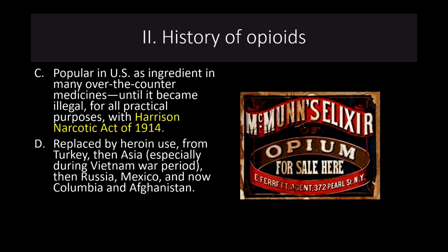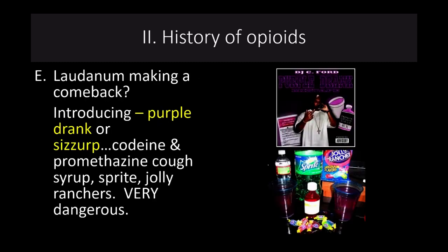It was replaced by heroin use from Turkey, then Asia, particularly during the Vietnam period. Now it comes from Russia, Mexico, Colombia, and Afghanistan is another big opium producer as well. Now remember, some opium production is needed for creating prescription opioids, but certainly we don't need the influx of heroin that we have had of late. So I do want to stop and talk about the laudanum.